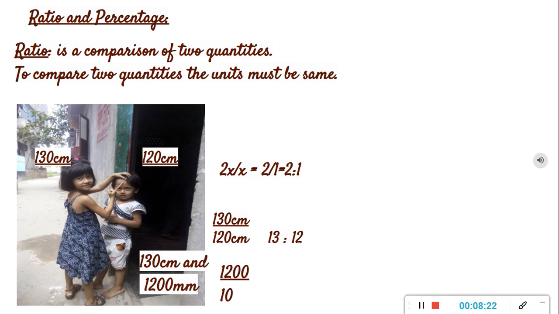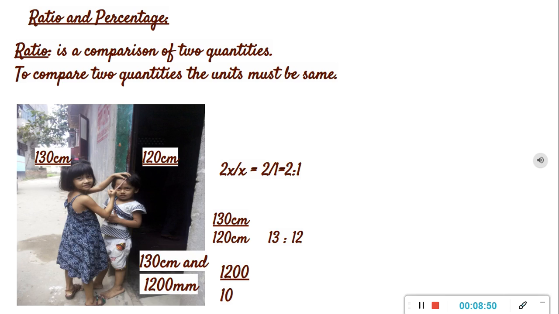So therefore this will be 130 divided by 120, because 1200 divided by 10 is equal to 120, isn't it? Which is equal to 13 upon 12, that is equal to the ratio 13 is to 12. So the very important point is to compare any two quantities, their unit must be the same.